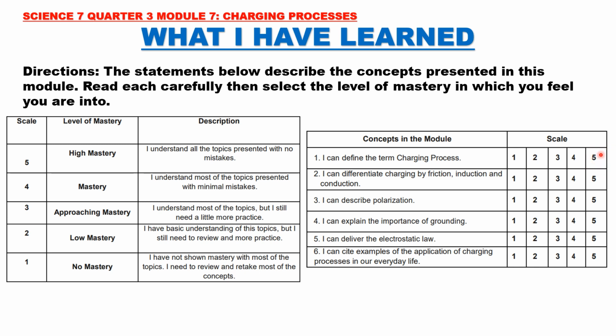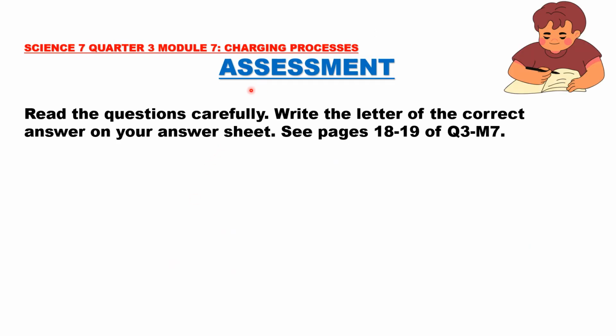Is it number 5, high mastery? Is it 4, mastery? 3, approaching mastery? 2, low mastery? Or 1, no mastery? Assessment. Read the questions carefully. Write the letter of the correct answer on your answer sheet. See pages 18 to 19 of Quarter 3, Module 7.